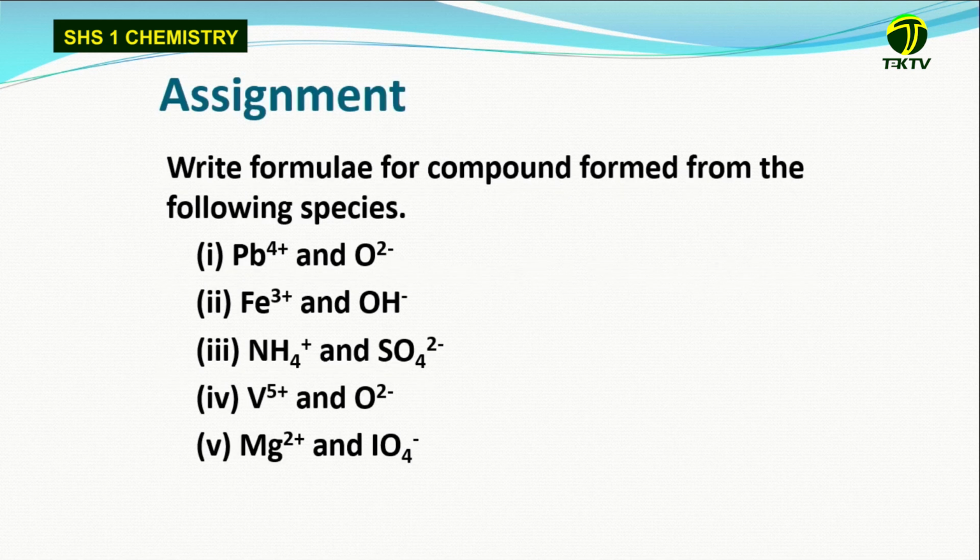So let's write this assignment when we go home. We try, so next time when we come, you show what you have done for me. Write formulae for compounds formed from the following species. We have Pb2+ and O2-. Then we have Fe3+ with OH, NH4+ and SO4. These are groups of atoms. Then we have V5+ and O2-, Mg2+ and IO4-. I hope you will do justice to them, and next time when we meet, we will start.